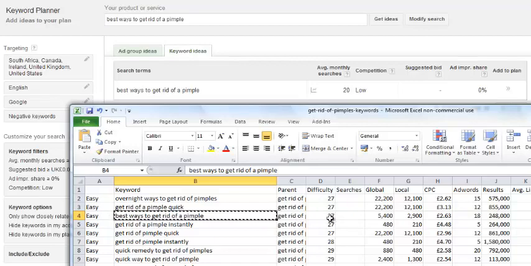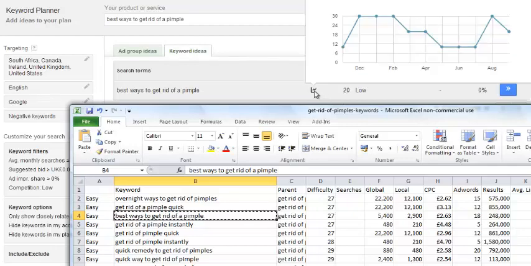Only 27 there. Now at the time, around about June again, this was 5,400 monthly unique searches for this particular key phrase. Now if we look up here, the same one, still low competition, but it's only showing 20 global monthly searches, which quite frankly is not right.